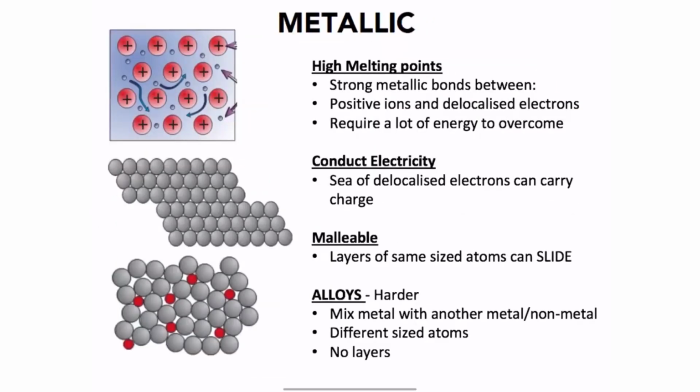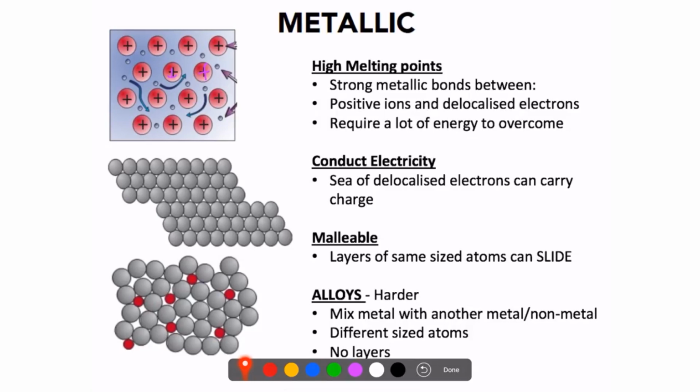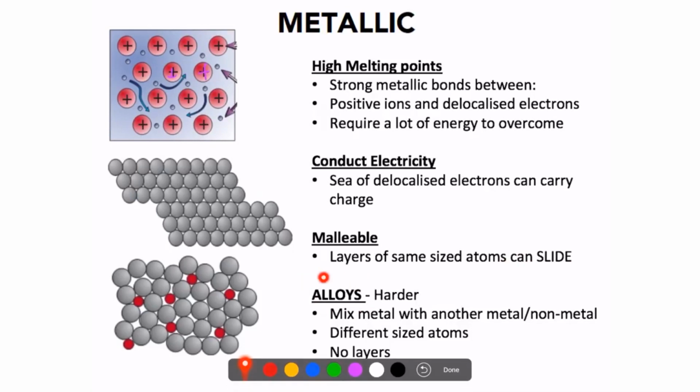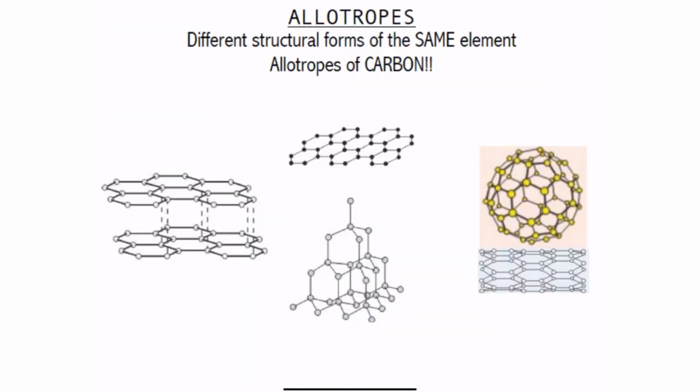Okay, in metallic bonding, you have positive ions and a sea of delocalized electrons. So metals can always conduct electricity because you have, again, electrons that can carry a charge. Now, if it's a pure metal, it will be malleable, which means that it can bend. And the reason behind that is because it has layers of similar sized atoms which can slide over one another. Now, if you want to make your metal harder, then what you do is you turn it into an alloy. And the way you do that is you mix it with another metal or a non-metal. And this means that now you have different sized atoms, so there are no more layers, and therefore it will not be able to slide, so it is harder.